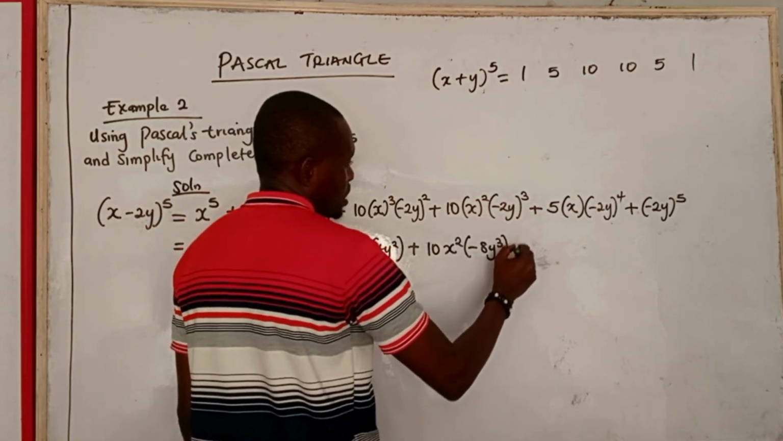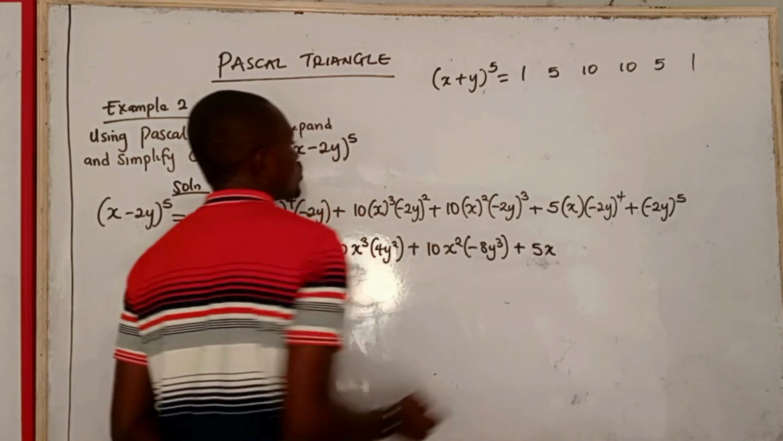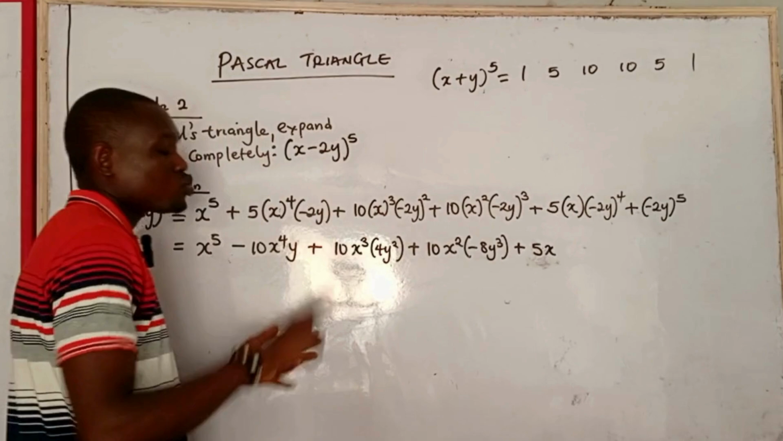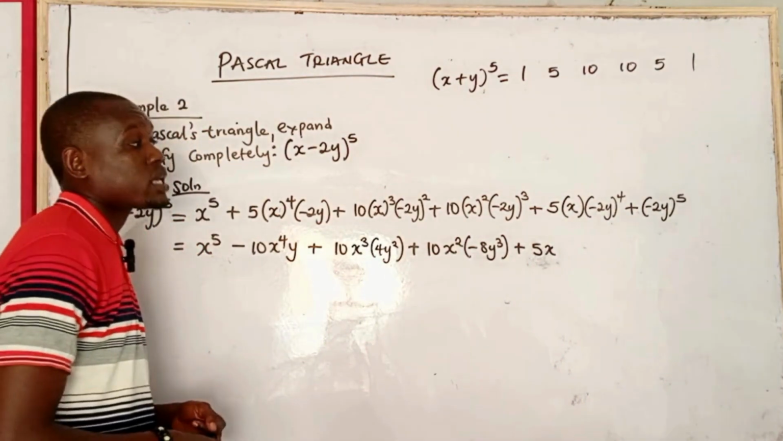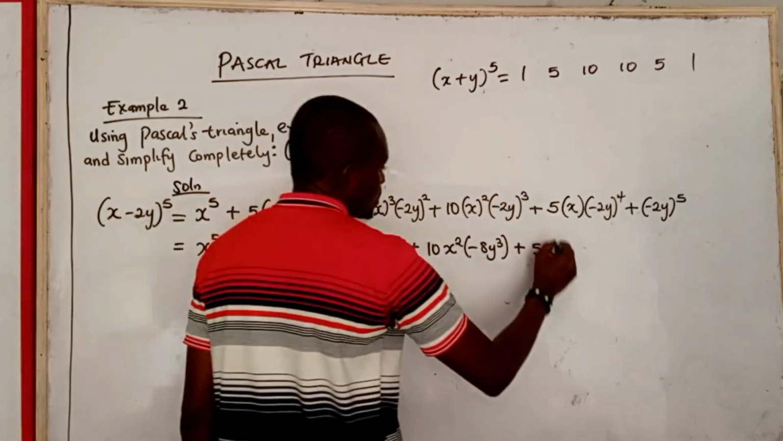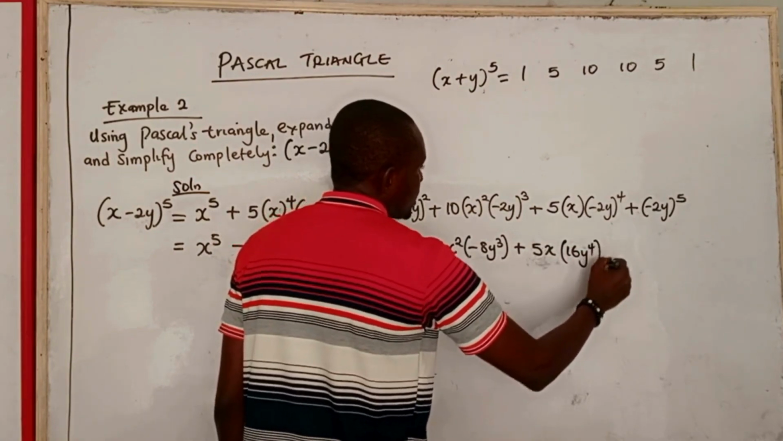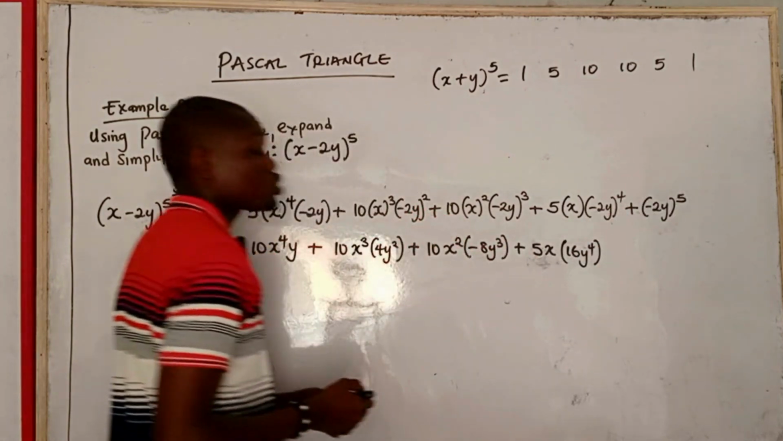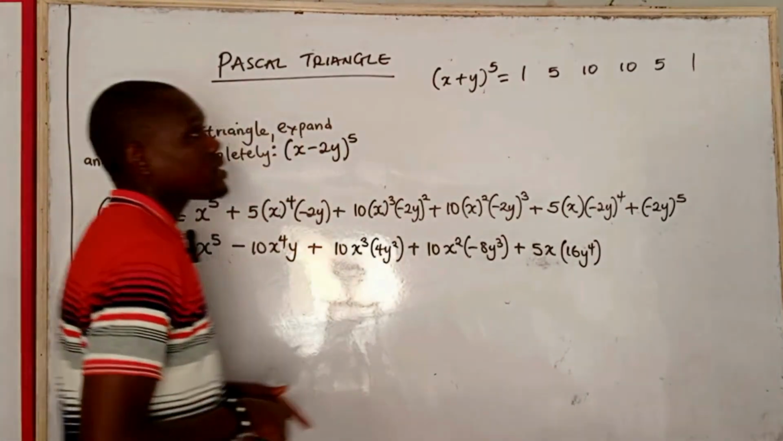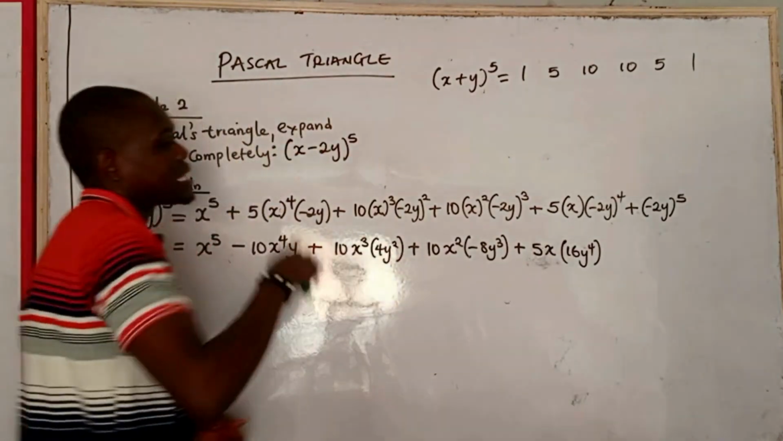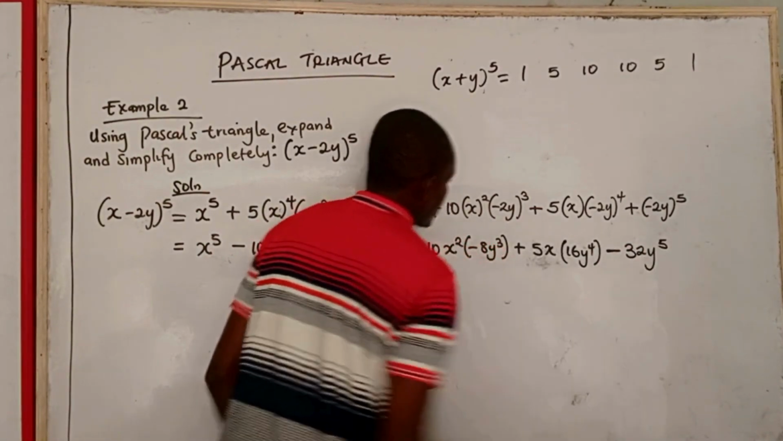And then here we are going to have plus 5, we can have our x. Then minus 2 raised to the power of 4 means minus 2 times minus 2, which will give us plus 4, times minus 2, which will give us minus 8, times minus 2, which will give us 16. So we are going to have 16y to the power of 4. And then the last aspect is minus 2 to the power of 5. That is minus 2 times minus 2 is plus 4, times minus 2 is minus 8, times minus 2 is 16, times minus 2 is minus 32. So we are going to have minus 32y to the power of 5.